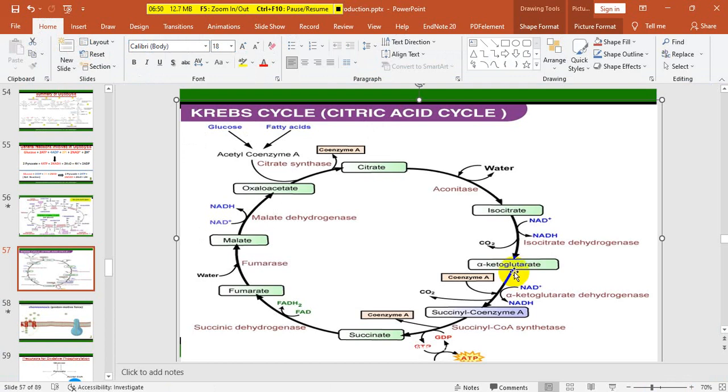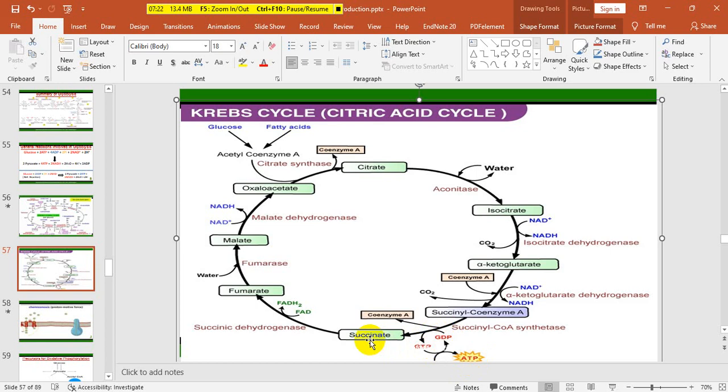So here, succinyl coenzyme A, when we remove this coenzyme A, the succinyl coenzyme A synthetase will catalyze the removal of coenzyme A from succinyl coenzyme A to produce succinate. And here we produce GTP. GTP is a high energy compound like ATP. So the GTP here is equivalent to 1 ATP molecule.